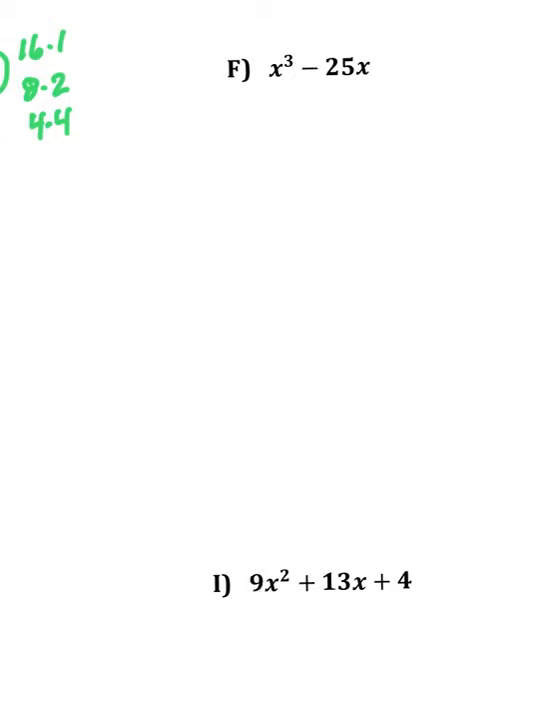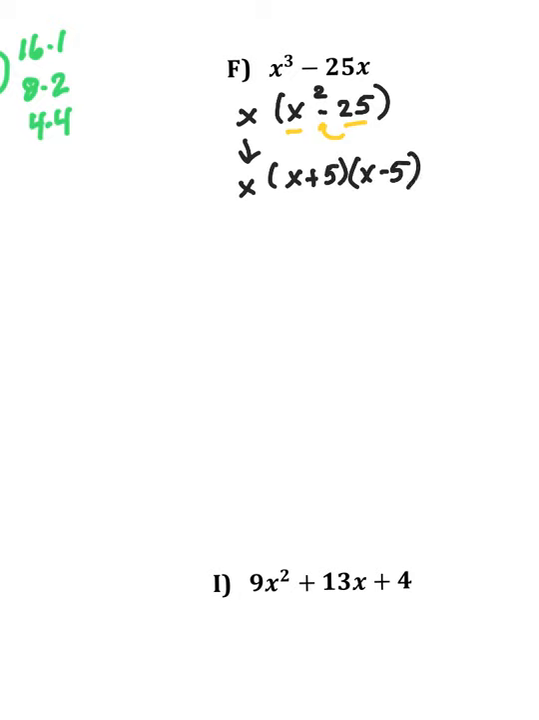Letter F. Is there a GCF? Yes, there is, and it's x. They have that in common. X squared minus 25. Always asking ourselves, can I continue? Perfect square minus, that's key, a perfect square. Yes, I can continue. Bring down the GCF, x, and now I have x plus 5 times x minus 5 to give me my final answer.